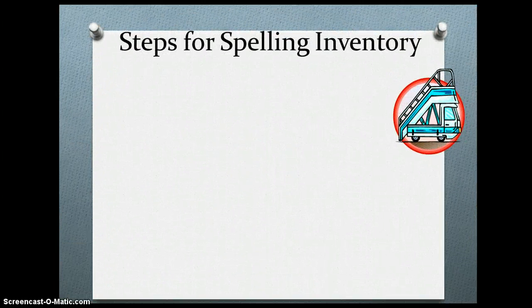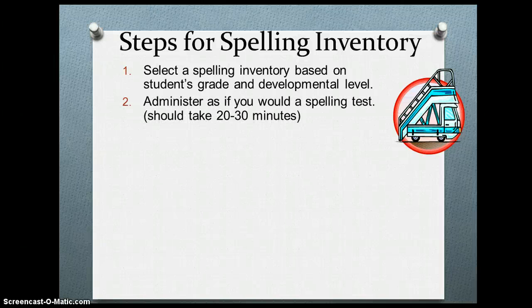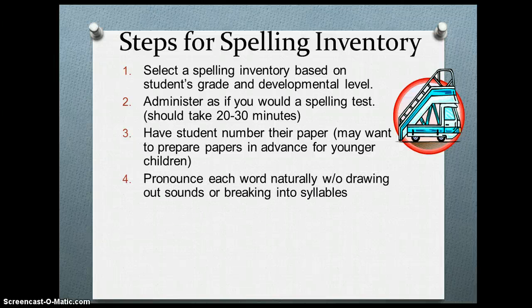These are the steps you should follow for the spelling inventory. First, select the one you are going to give based on the student's grade and developmental level. Second, you would administer it as you would a spelling test. It should take about 20 to 30 minutes unless the student becomes frustrated and you stop sooner. Have the student number their paper. You may want to prepare papers in advance for younger students. Pronounce each word naturally without drawing out sounds or breaking it into syllables.